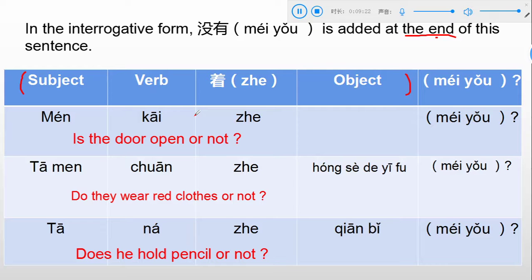Okay, 跟我读 one more time. 门开着没有？他们穿着红色的衣服没有？他拿着铅笔没有？ Alright, so in the grammar part 1, I just showed you 3 forms on how to use 着 in Chinese sentences. Now let's move to the grammar part 2.